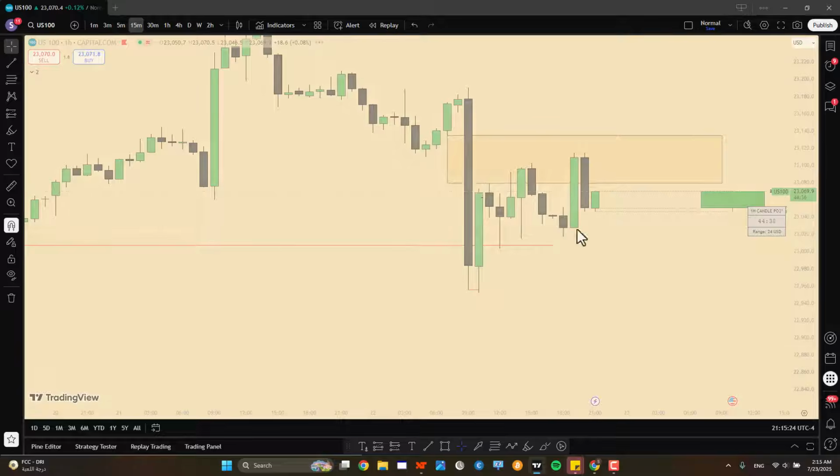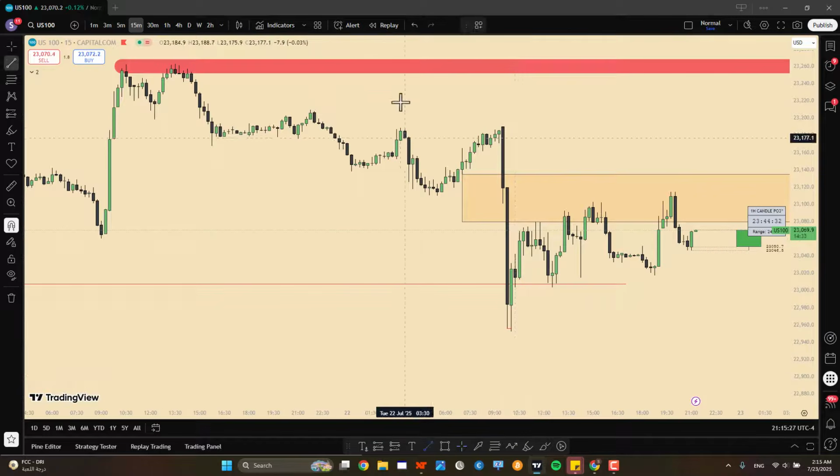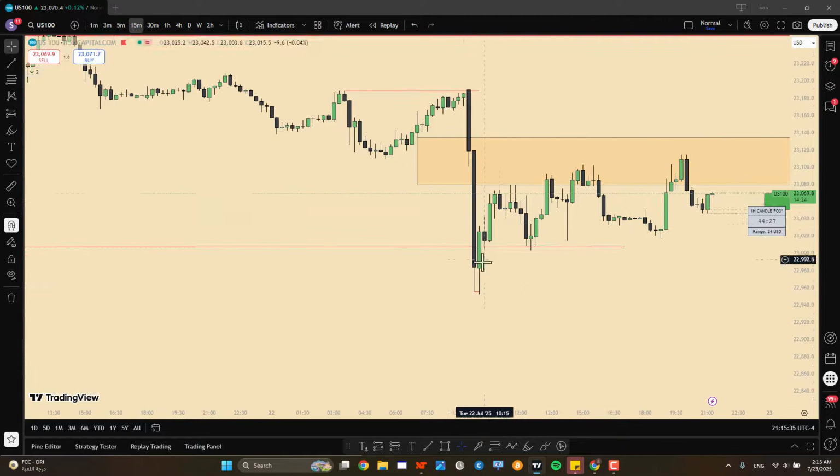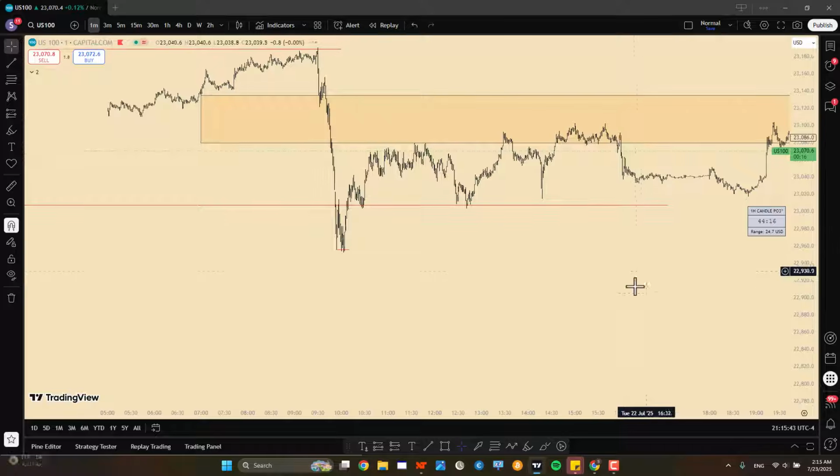If you go to the 15-minute, this was the manipulation that happened at 9:30. We traded above this high, and we have a huge move to the downside to take this. Now I need something here to suggest that we're going to reject from here and attack this imbalance from here. If you go to the 1 minute time frame, I'm going to show you something interesting here.